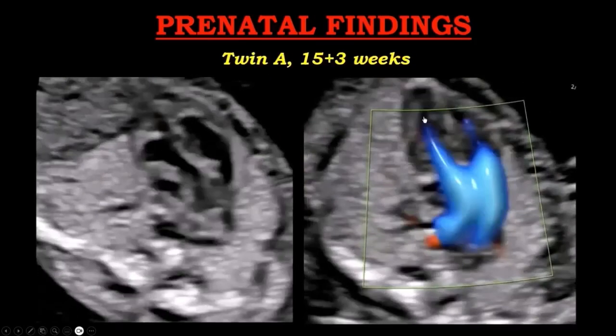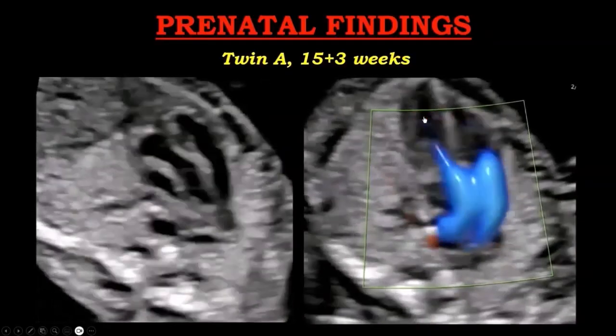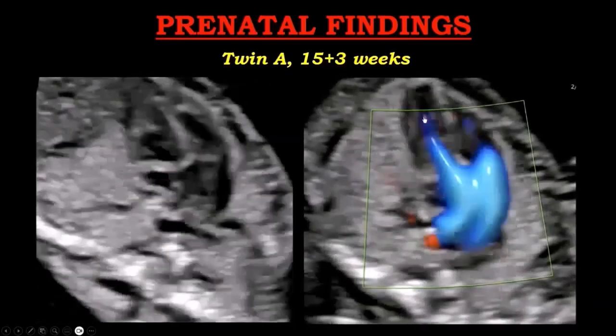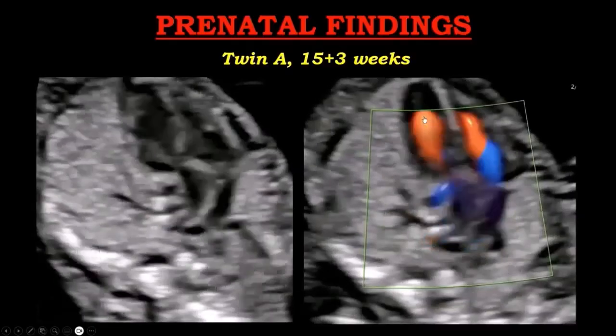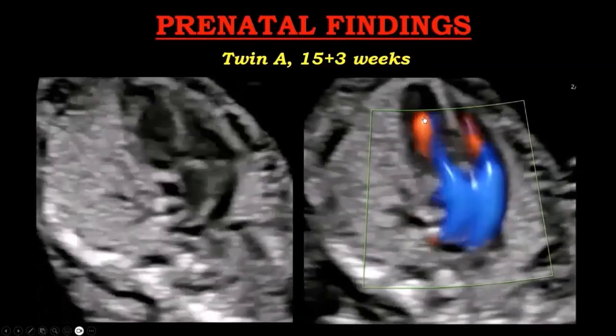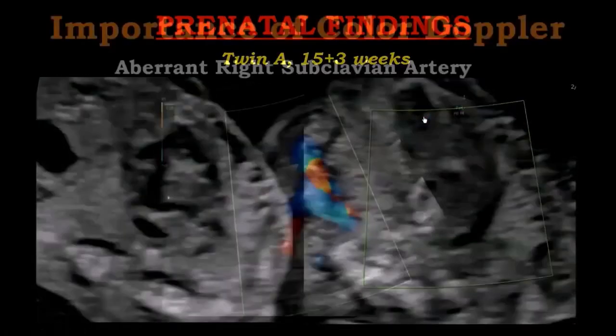So this is that baby A, with that unusual and abnormal looking three vessel and trachea view at 15 weeks gestation, and what we diagnosed here was complete transposition. So it was suspected in the early scan, and this is how we were able to diagnose that.